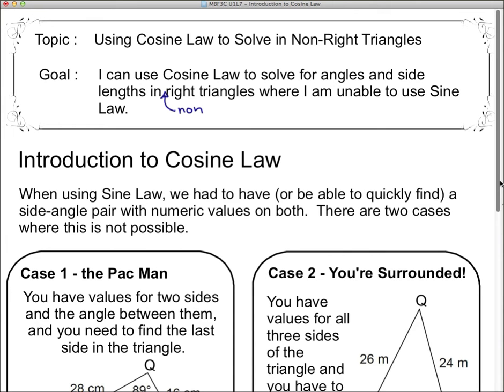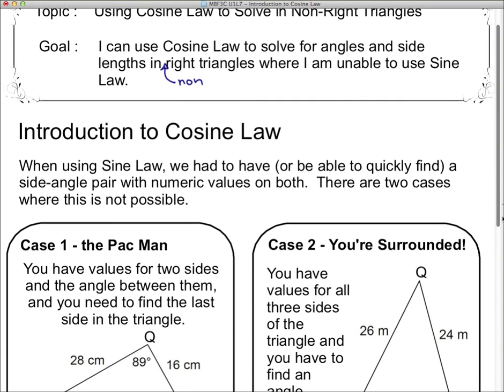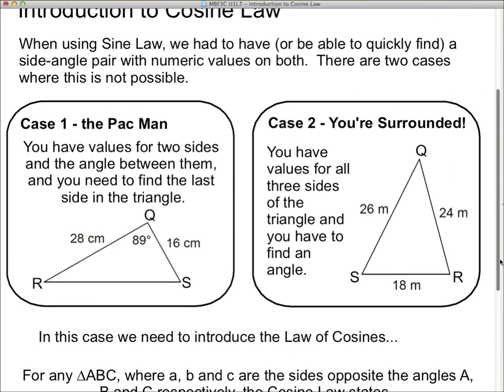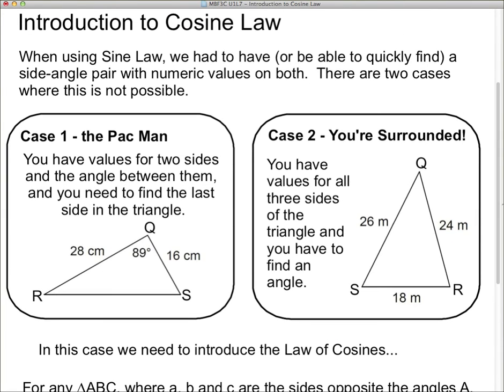So what does it mean you're unable to use sine law? Thought you said in the last video that we can use sine law in non-right triangles. Yes, I did, ladies and gentlemen, I did say that, but I also told you you had to have an angle side pair to use sine law, and there are two instances where you do not have that.